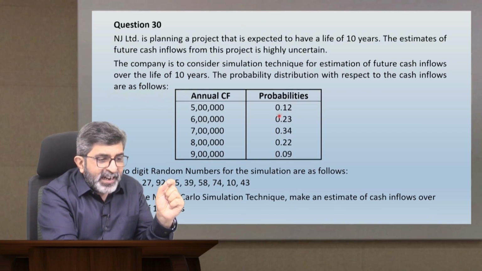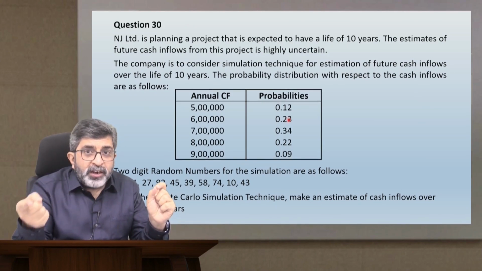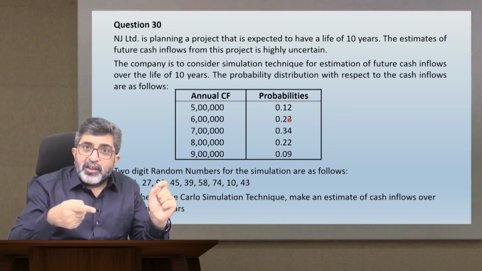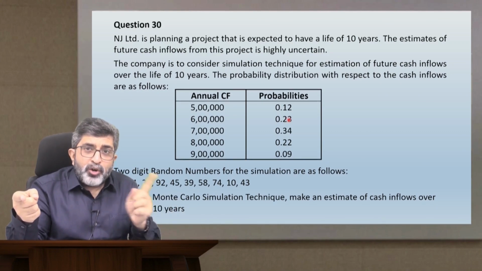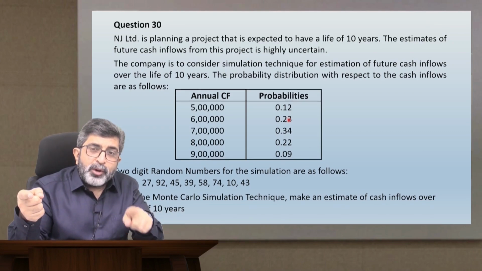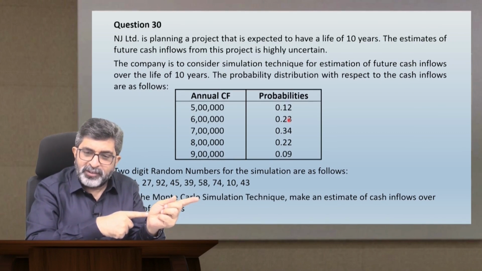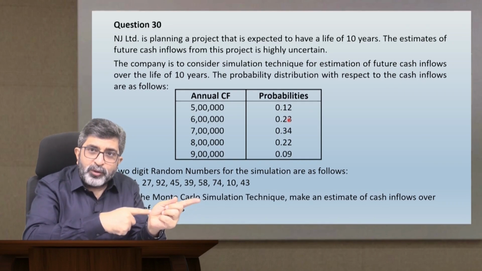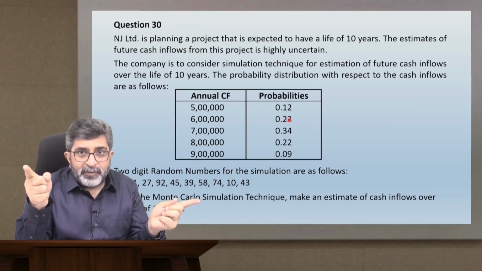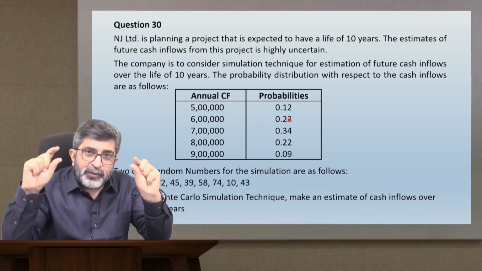Then in the second line, the cumulative probability is 35. So you have to count up to 35 random numbers. The 35th random number will not be 35. The 35th random number will be 34 because your count started from 00. Don't forget that. Your count started from 00. So from 00 to 11 was the random number range in the first line.